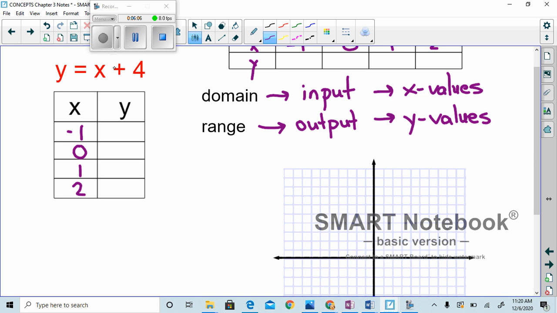Input x, okay, so I'm going to input -1, and I get -1 plus 4, output 3. Because I'm using this rule, y is equal to x plus 4, let's input 0. Well, 0 plus 4 is 4. Let's input 1. And again, I'm not giving you very complex functions or rules right now. We just want to refresh our memory on how to set this up.